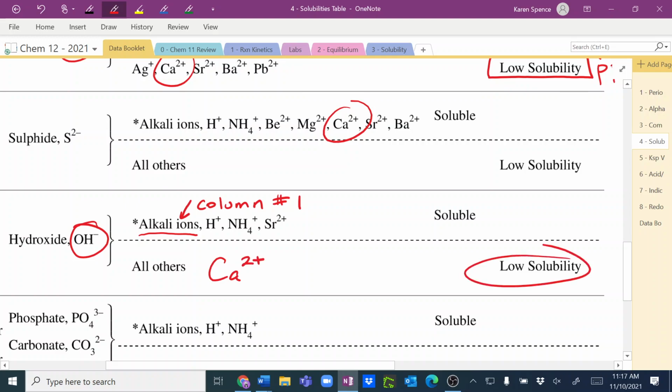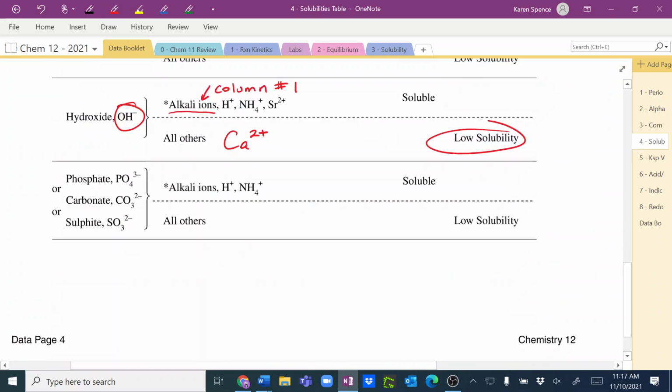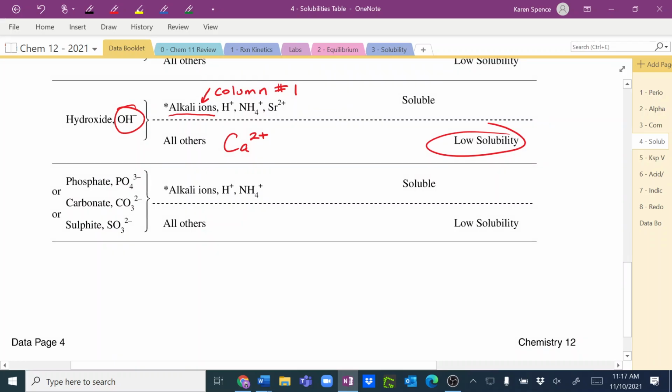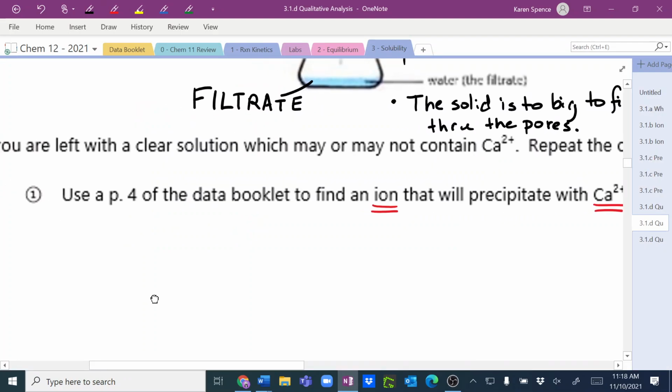So we have a couple of choices. We could choose sulfate or hydroxide, or could we choose phosphate, carbonate, sulfate, or sulfite? Yes, because again, calcium is not an alkali. It's not hydrogen, it's not NH4, so calcium would fall in the all others, so it would be low solubility. So our choices.